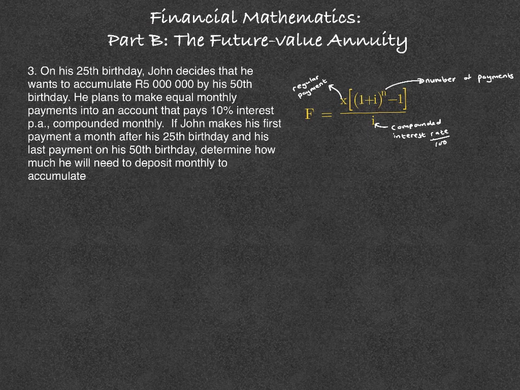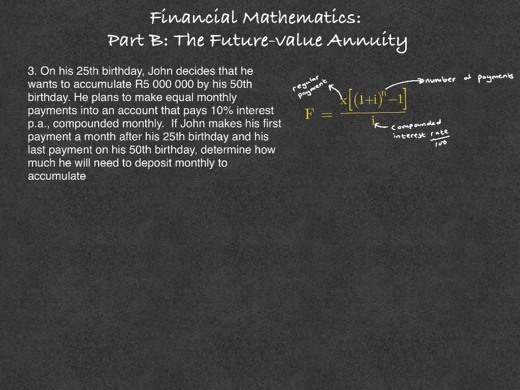Let's look at question 3. On his 25th birthday, John wakes up and says, "I want 5 million bucks on my 50th birthday to go and travel." He plans to make equal monthly payments into an account that pays 10% interest per annum, compounded monthly. If John makes his first payment a month after his 25th birthday, that's the default, and his last payment is on his 50th birthday, the value accumulated is on that last payment. Determine how much he will need to deposit monthly.